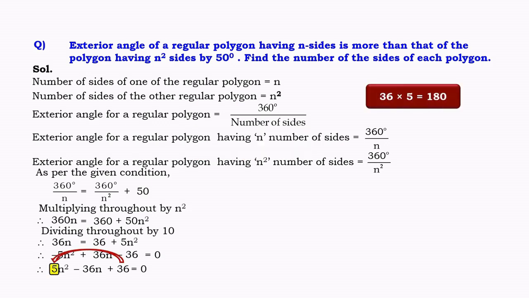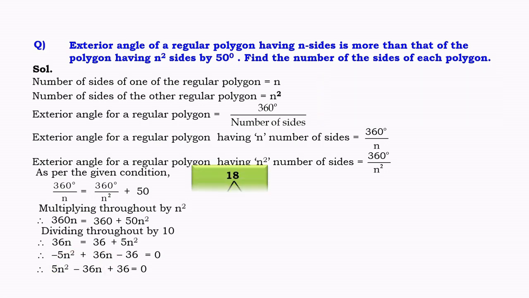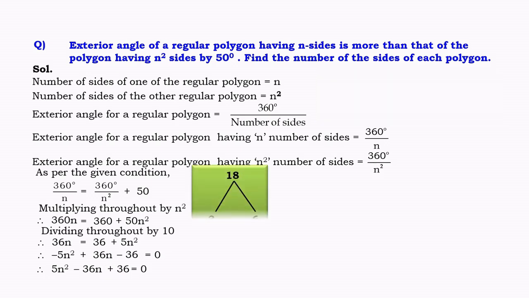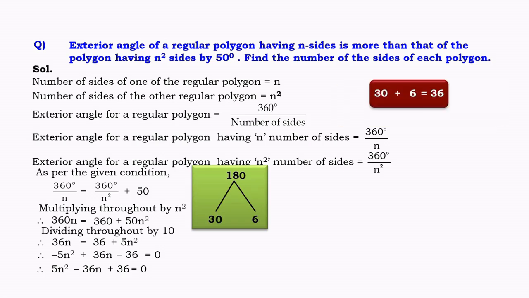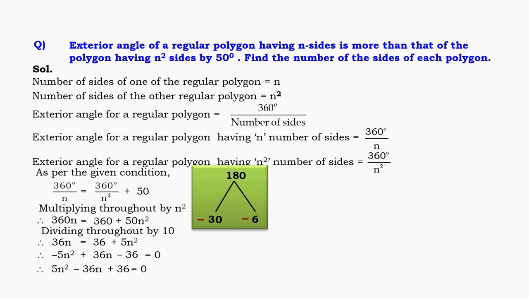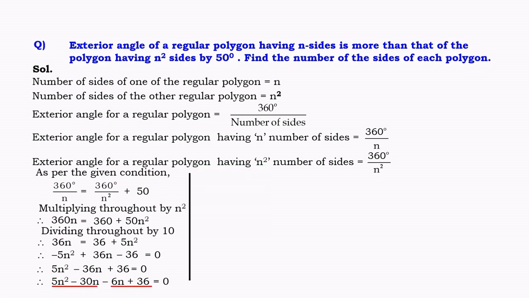We have obtained a quadratic equation. To factorize this quadratic equation, we multiply the coefficient of n squared and the constant term. 5 multiplied by 36 gives 180. Now we need two factors of 180 whose sum is 36. These factors are 30 and 6. Since the middle term is negative and the constant term is positive, both factors will be negative. Therefore, we split the middle term as minus 30n and minus 6n.